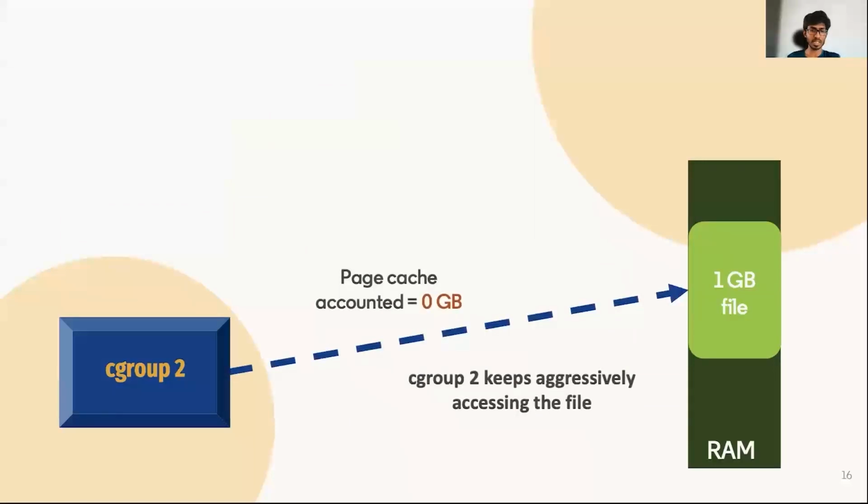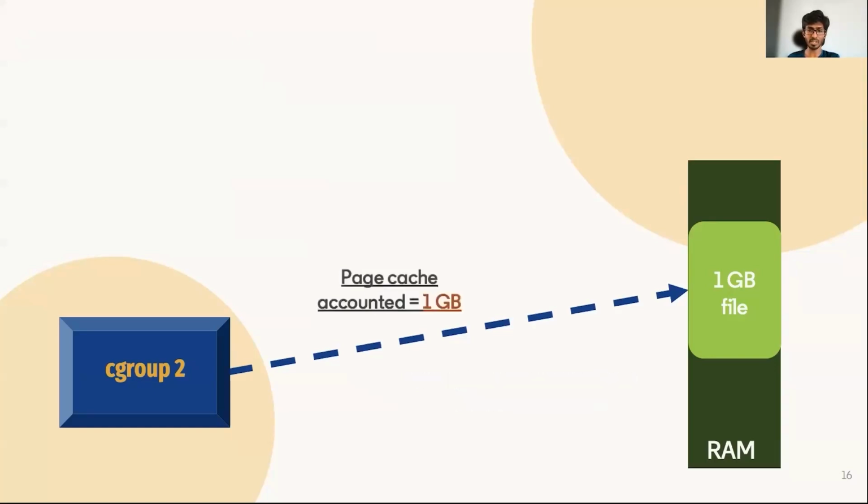Now, assume that C group 1 is dead and the application inside it is also gone. Even now, the page cache accounted to C group 2 is still 0, or it could be any value, but it's not the entire file, because for that to happen, C group 2 has to keep aggressively accessing the file. Until it does that, page cache doesn't get accounted to it. So once it keeps accessing the file, each page gets accounted and it slowly grows, and it accounts for the entire thing. And that's how it works.